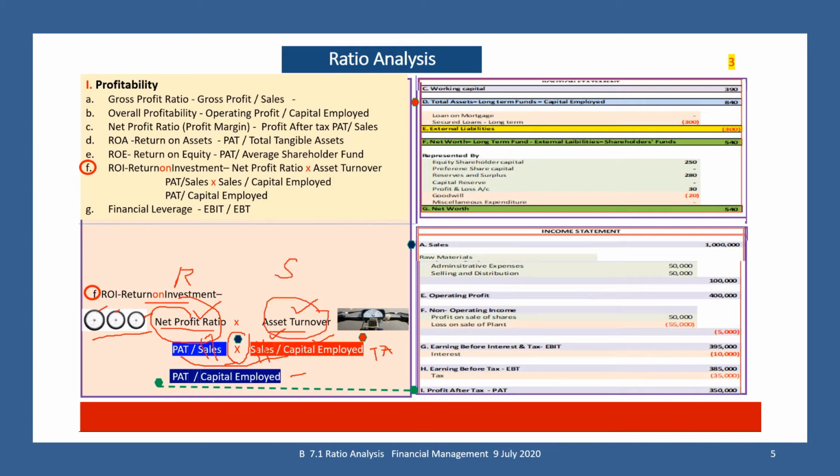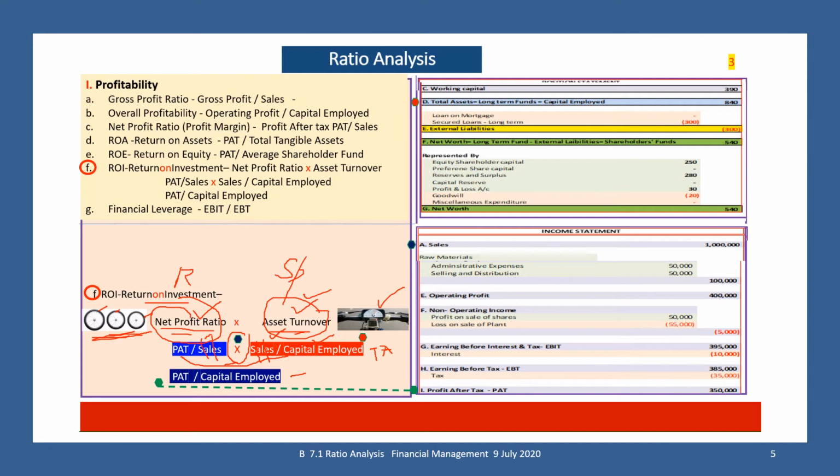If you take a bicycle, the wheel size is net profit ratio. That is the capacity to run. How fast it runs, that is known as asset turnover. When the size of the wheel has the advantage of speed, it is nothing but net profit ratio into asset turnover, which leads to PAT over capital employed.